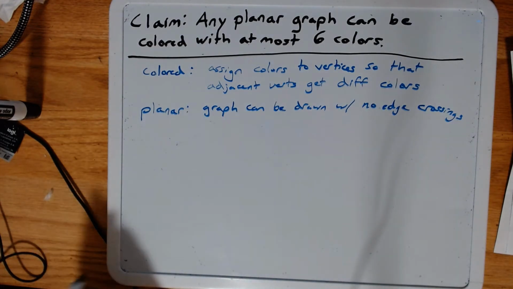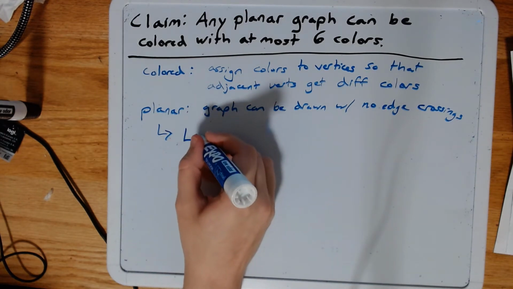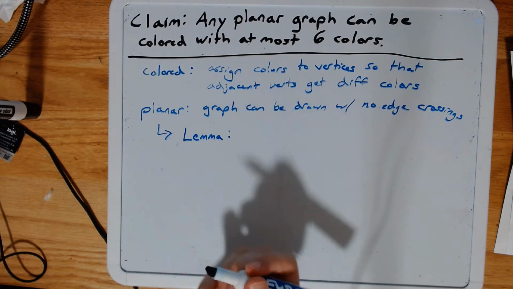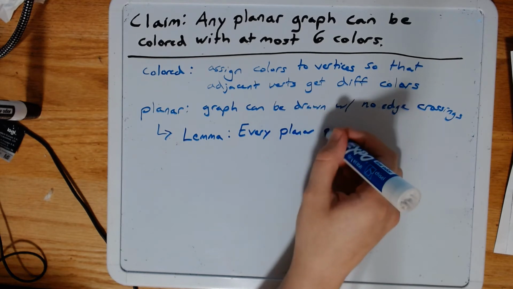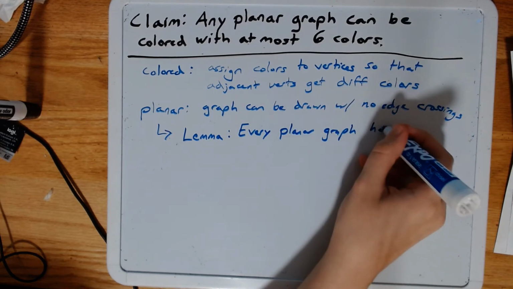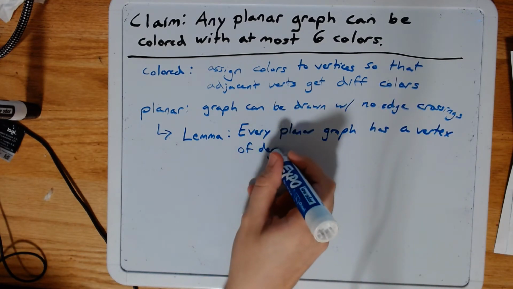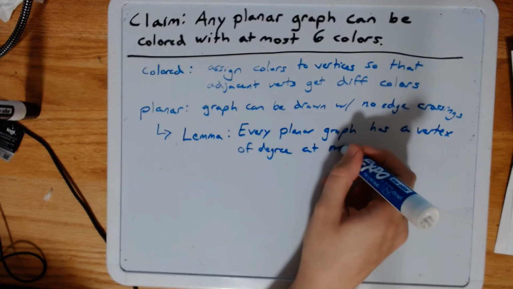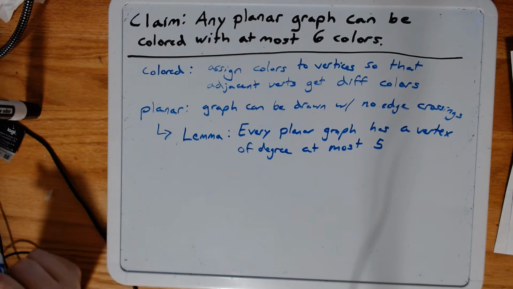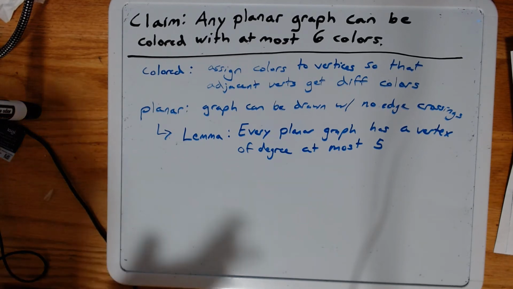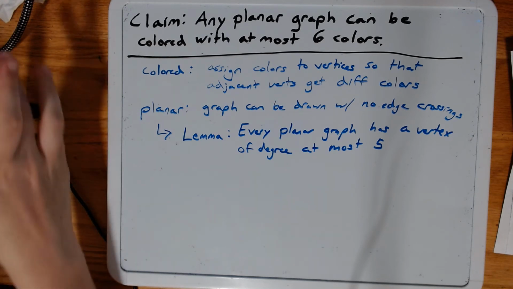And there's one important thing that we'll need to know about planar graphs that we won't prove. So I'll call it a lemma that we'll just assume. It's that every planar graph has a vertex of degree at most 5. Right? There's some vertex in the graph we can choose that has no more than 5 edges connected to it. Okay, so those are the pieces we need.